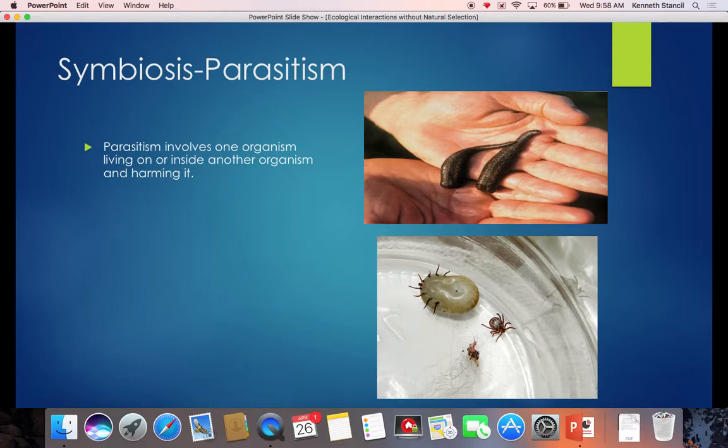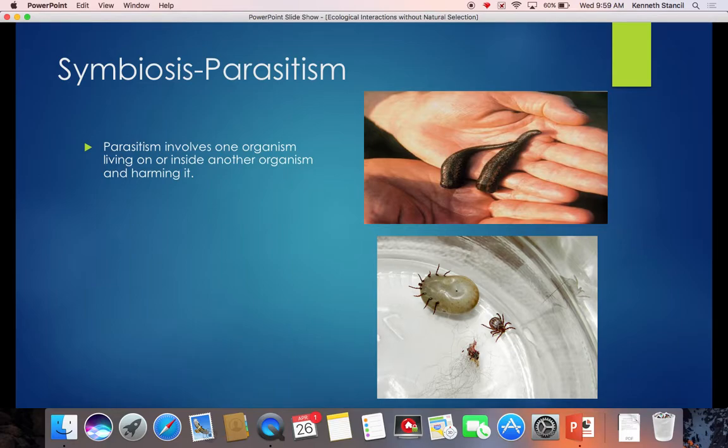If a tick bites you, is that good for you? No. Is it good for the tick? Yeah, it gets food. You get sick. Parasites can eventually do what to their host? Kill it. A virus is like a parasite, right? It kills the host cell.